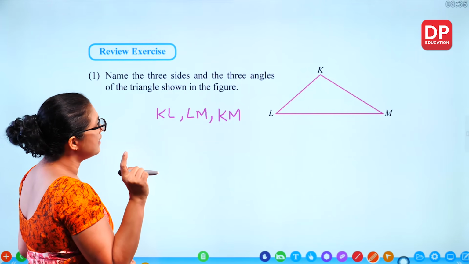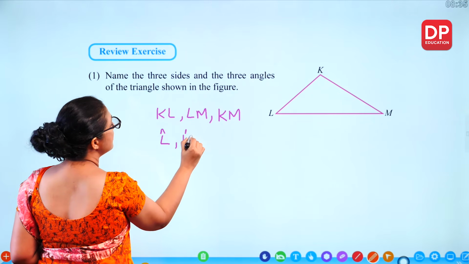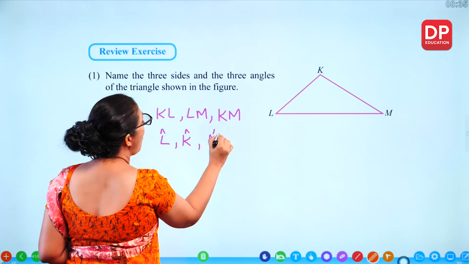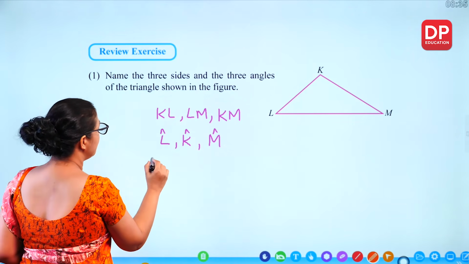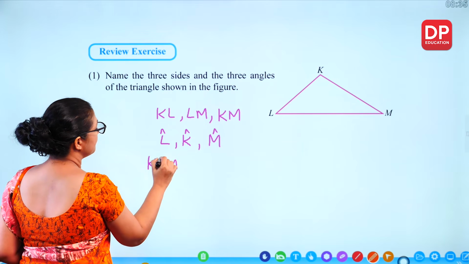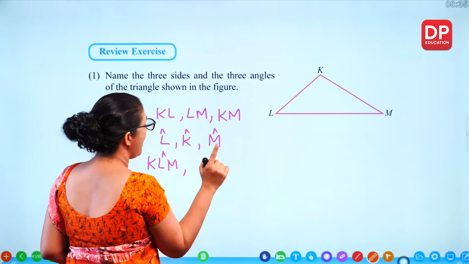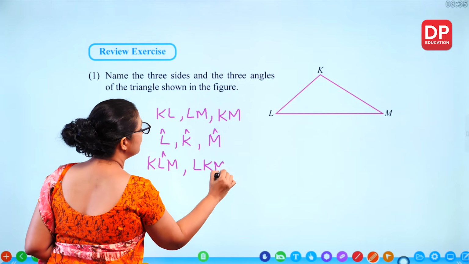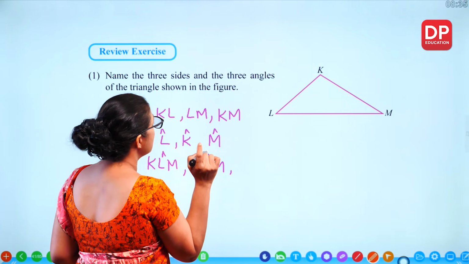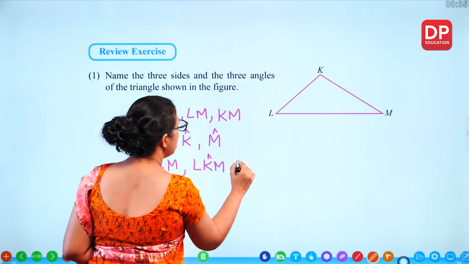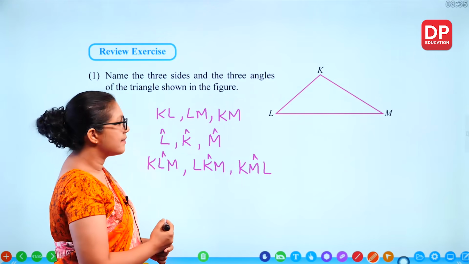What are the 3 angles? You can either write L angle, K angle, M angle, or if you are writing properly, how can you write L angle? KLM. Then how can you write K angle? LKM. And what's M angle? That's KML. So those are the 3 angles.